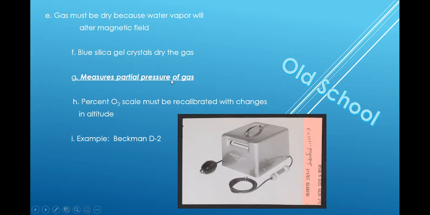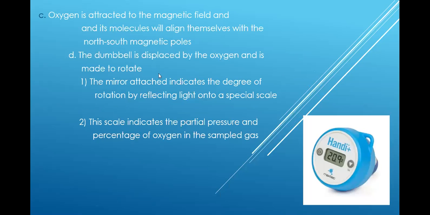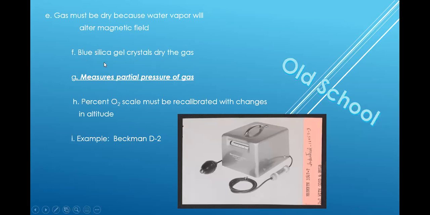So those are the things you need to know about the paramagnetic analyzer. You need to know that the gas that goes into it must be dry. And to dry it, it uses blue silica gel crystals. And that analyzer will measure the partial pressure of gas.